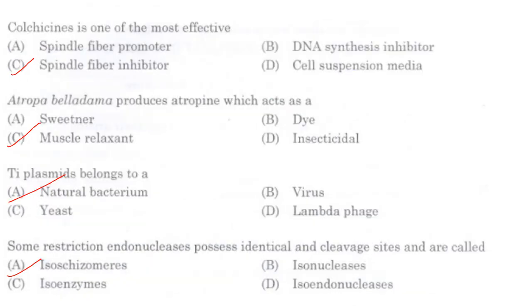Then next one, colchicine is one of the most effective. This was also a repeated question. Spindle fiber inhibitor. Answer is option C. Then Atropa belladonna produces atropine, which acts as a muscle relaxant. Answer is option C. Ti plasmid belongs to, this was also a repeated question, natural bacterium Agrobacterium tumefaciens. Then next one, this was also a repeated question. Some restriction endonucleases possess identical cleavage sites and are called isoschizomers. Answer is option A.